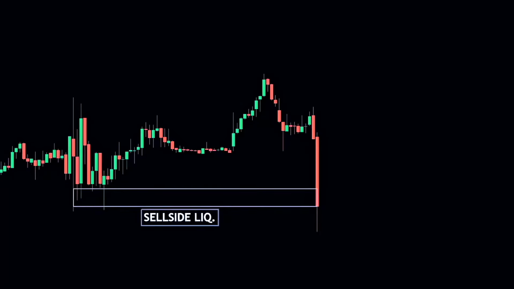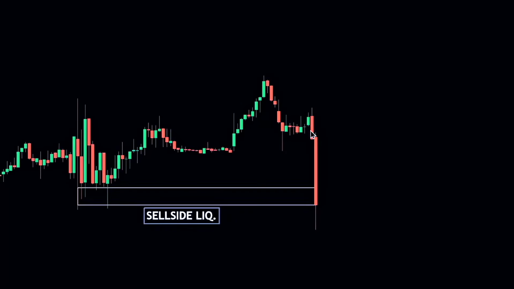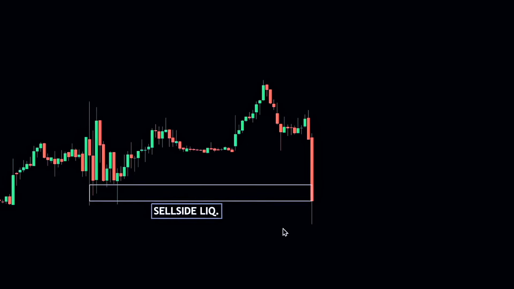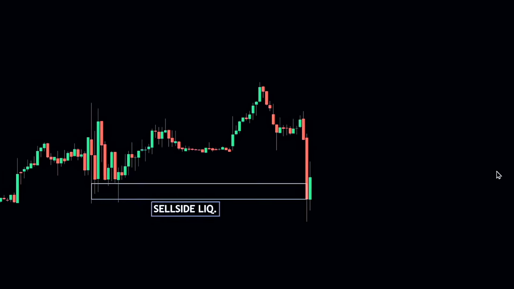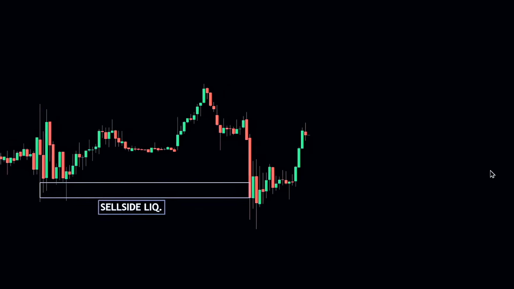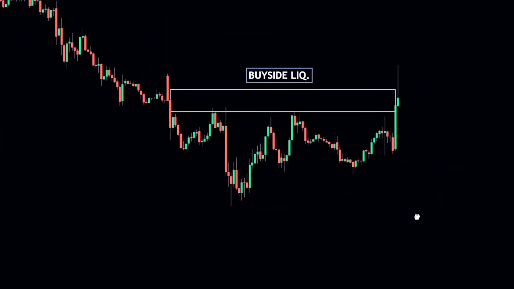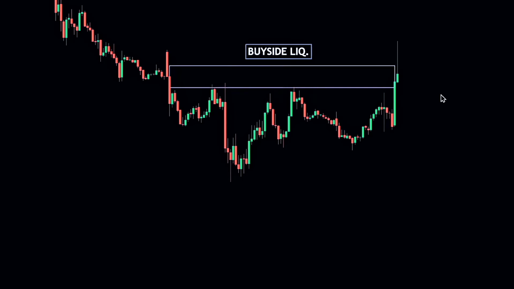Let's dive into what happens when the market sweeps the liquidity zones and how you can use that to your advantage. Picture this: when the price hits a sell-side liquidity pool, it usually spikes upward. On the flip side, when it taps into a buy-side liquidity, it tends to drop.